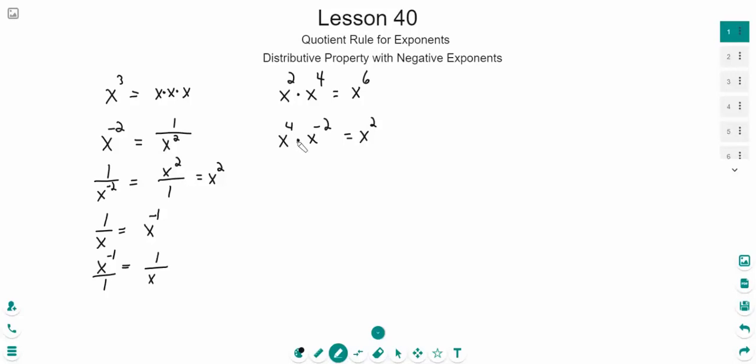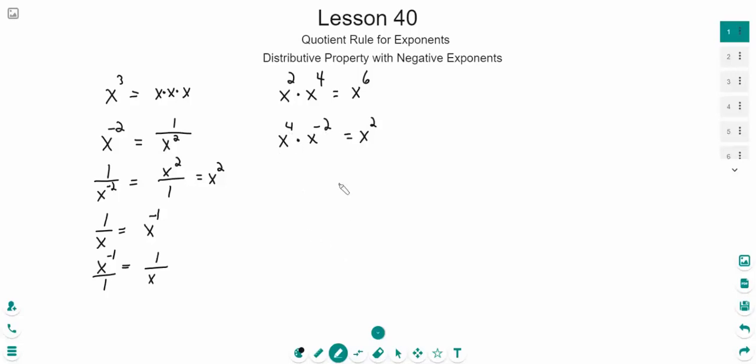Remember, it's so important to remember that we're only talking about when we're multiplying. If this were an addition sign, it would be a completely different story. We wouldn't be able to do anything with it because they're not like terms. They just have the same variable. Okay? So only in multiplying will we add the exponents.